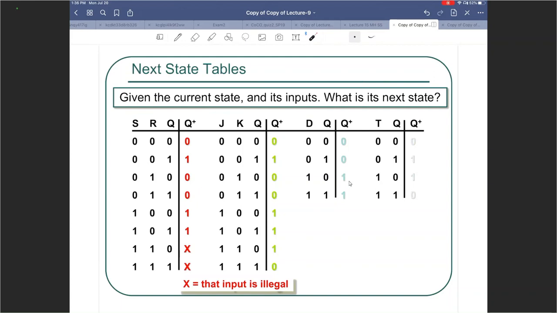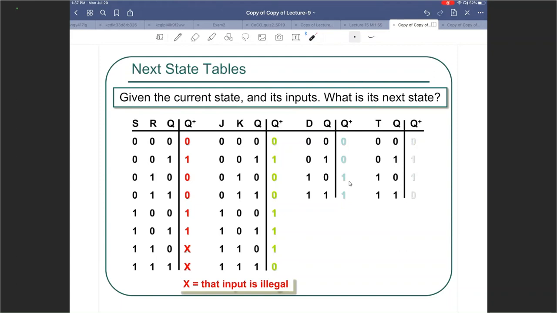What we have over here are the next state tables, which essentially answer the question, if you know the inputs S, R, and you know the current state Q, do you know the next state Q plus? We do this for SR, JK, D, and T, right? So given the current state and its inputs, what is the next state? That is dictated by the next state tables. Note over here for the 1-1 state, your SR latch was not allowed, so you have don't cares over there.